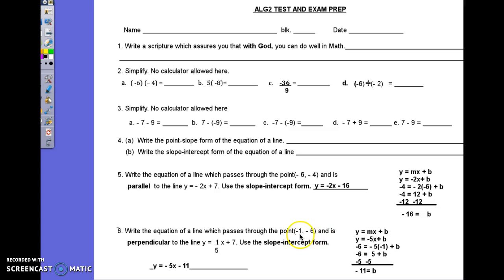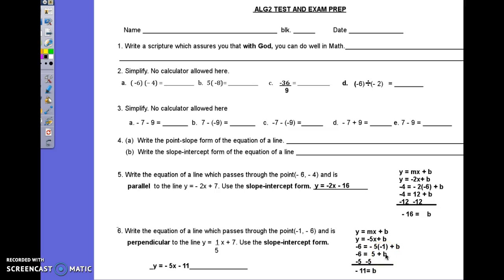How? Wherever we see x, we put negative 1. Wherever we see y, we put negative 6. So for the y, we put negative 6. For the x, we put negative 1. So it's negative 5 times negative 1, and then plus b stays as is. Negative 5 times negative 1 gives us a positive 5. So this line becomes negative 6 equals positive 5 plus b.